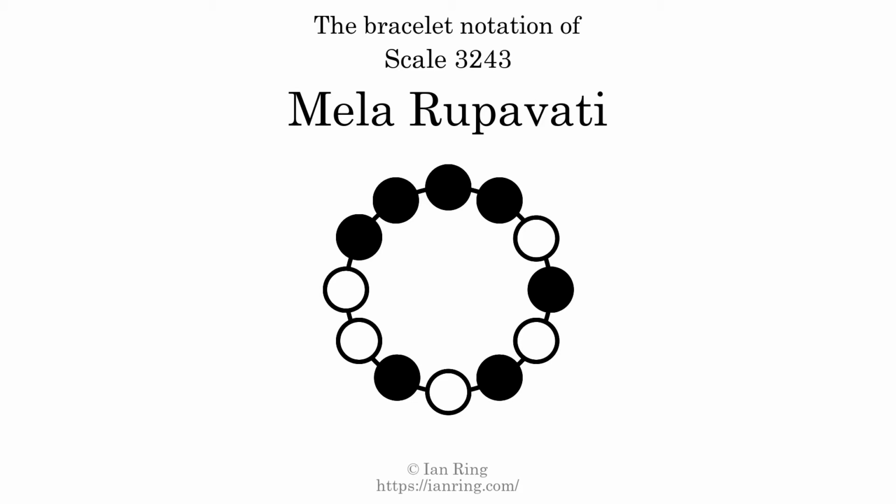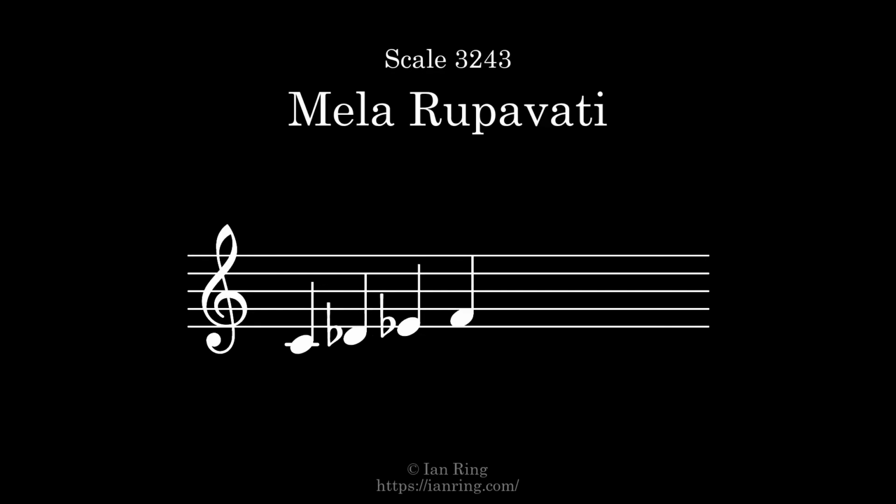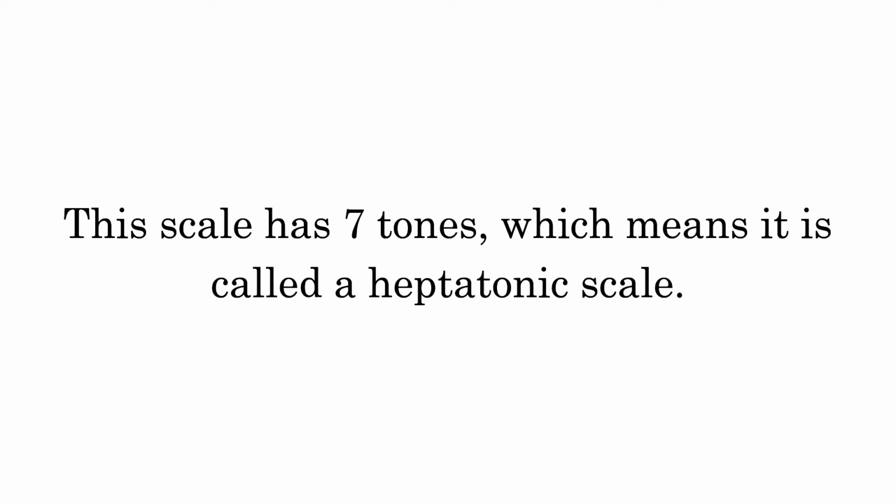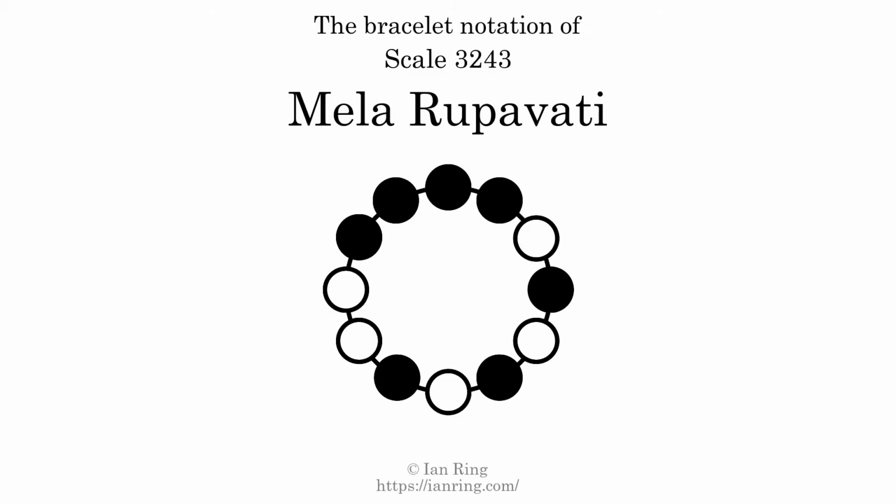3243, Mela Rupavati, which sounds like this. This scale has 7 tones, which means it is called a heptatonic scale. This is a bracelet notation diagram of scale 3243. The shaded circles represent tones that appear in the scale, and they are read clockwise, starting at the top.